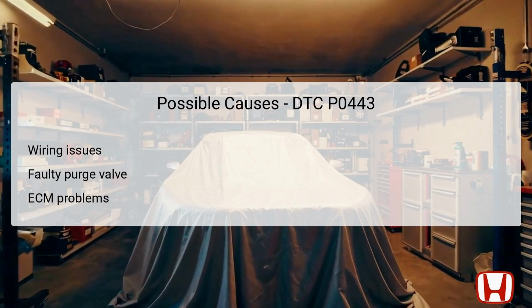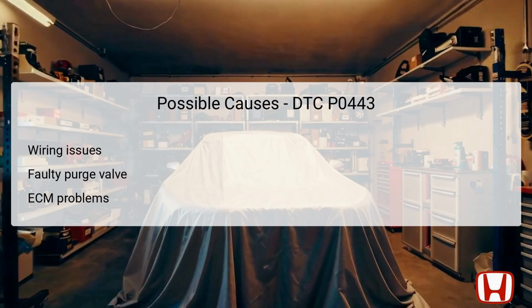Several factors can cause DTC P0443, primarily involving wiring issues, a faulty purge valve, or potential problems with the engine control module, ECM. Wiring issues, such as damaged or corroded connections, can interrupt the signals required for proper valve operation. A broken or defective purge valve may fail to open or close correctly, hindering the vapor flow process. Furthermore, if the ECM, which controls various engine functions, is not processing data accurately, it could also trigger this error code. Identifying these causes helps streamline the troubleshooting and repair process, ensuring that technicians understand where to focus their efforts when diagnosing the vehicle.